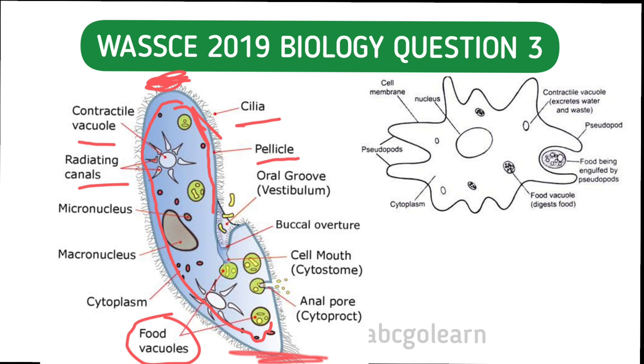When we're talking about reproduction in this organism, it could be through binary fission, that's asexual reproduction, and at the same time it could be sexual reproduction, that's through conjugation. For knowledge's sake, asexual reproduction produces offspring identical to the original paramecium. But sexual reproduction produces offspring that are genetically new.